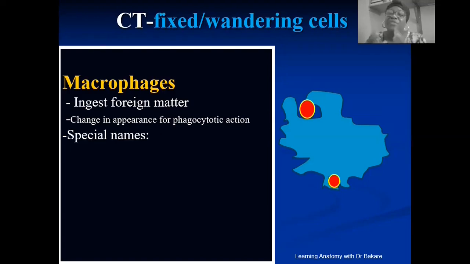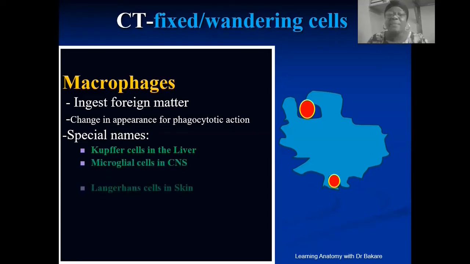Also, the macrophages in different regions of the body attract specific names. In the liver, they are referred to as the Kupffer cells. In the central nervous system, they are referred to as the microglia. In the skin, they are referred to as the Langerhans cells, while in the wall of the alveoli, they are referred to as the dust cells. So you see that at specific regions of the body, they are given specific names.